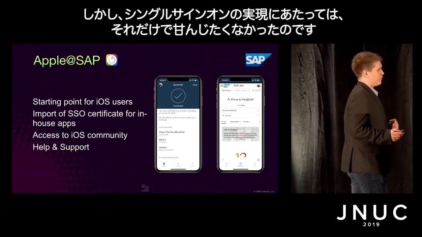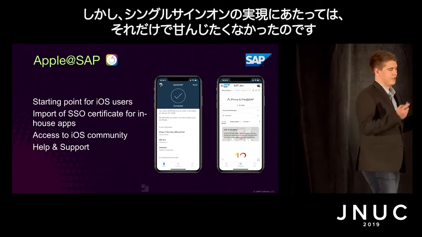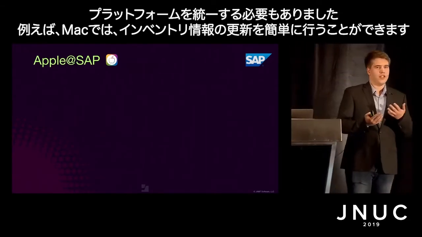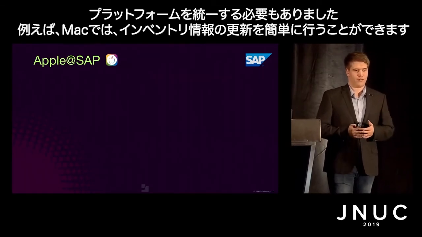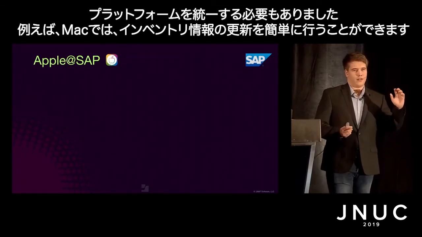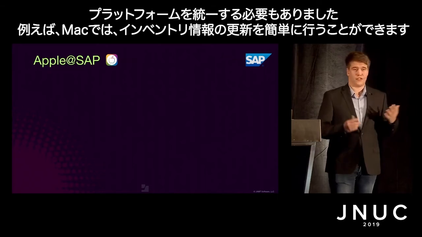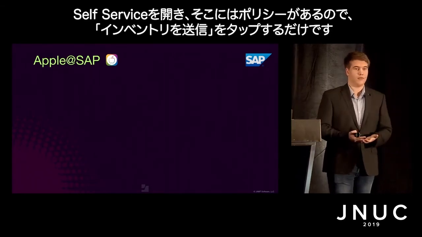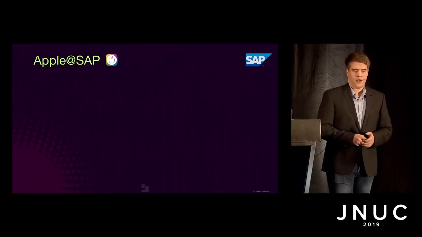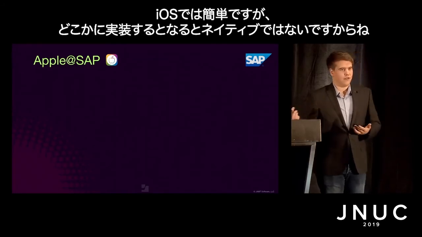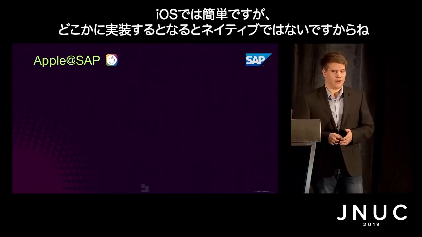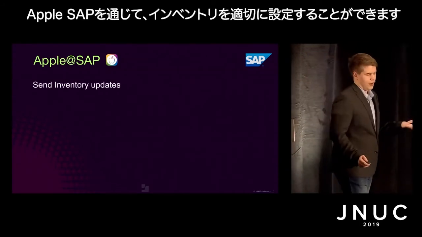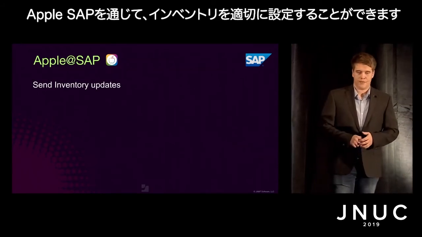But we didn't want to stop just there to get the single sign-on stuff working. There's also the need to unify the platforms, for example. On a Mac OS, on a Mac device, it's really simple to send an inventory update, for example. You just open self-service and tap send inventory because you have a policy there. Well, it is easy for iOS, but it's not natively implemented somewhere. So we actually did that. You can send inventory updates through Apple SAP.